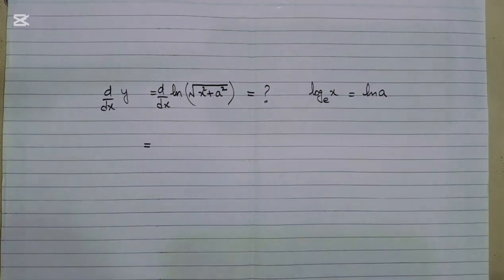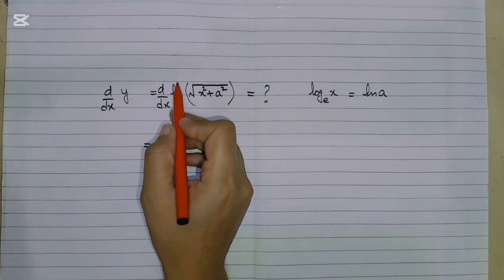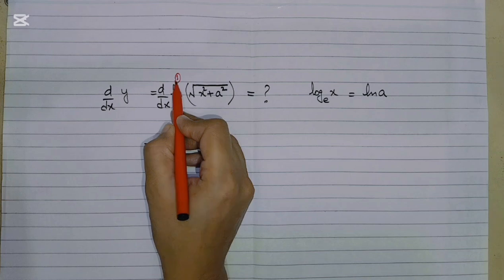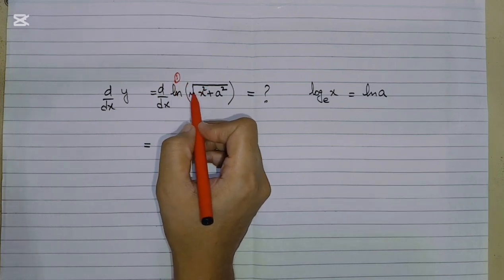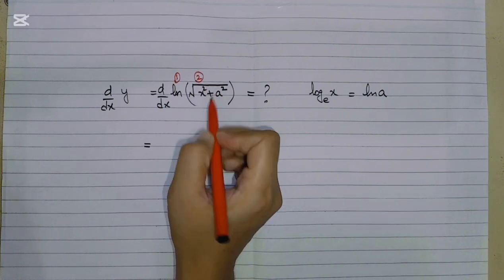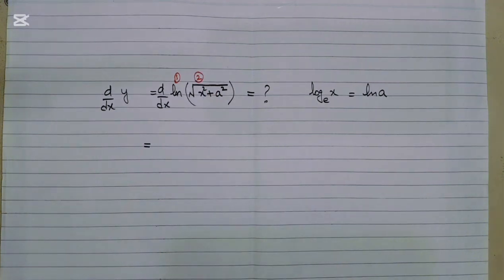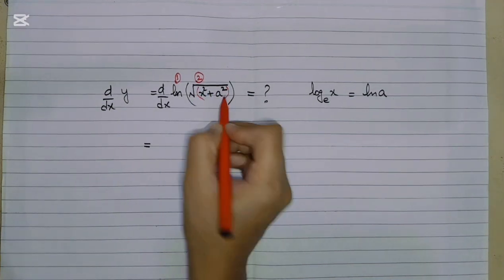Here, how can we apply the derivative? Firstly, derivative of natural log, applying on natural log. Then derivative of this square root, which is equal to 1 by 2, and then derivative of its internal function x square plus a square.